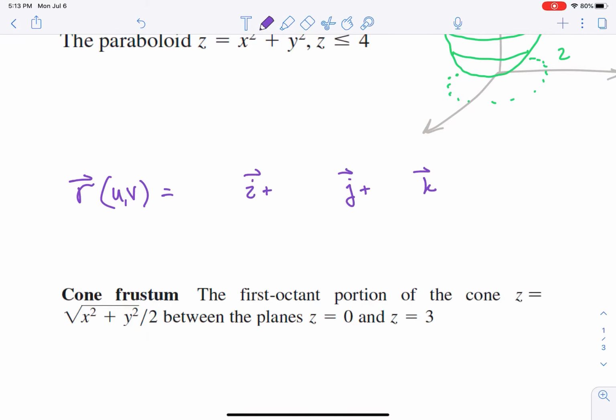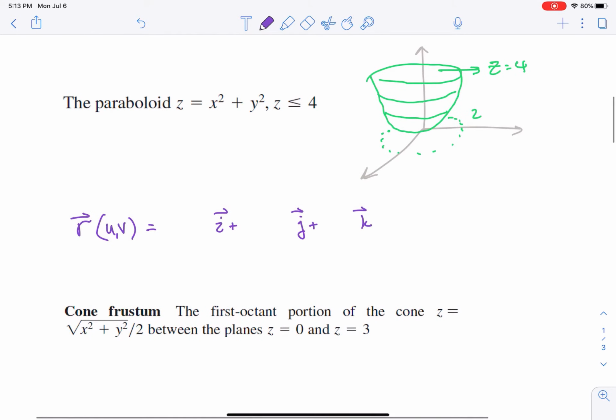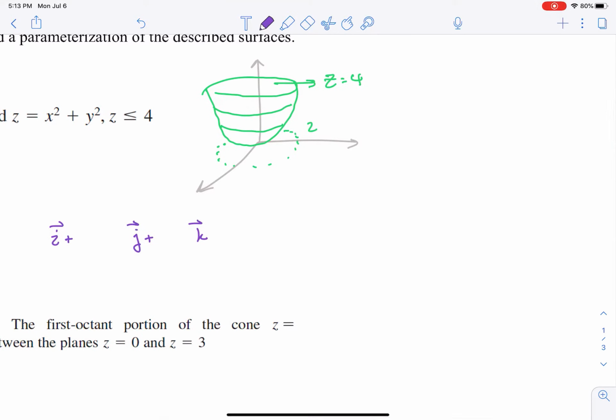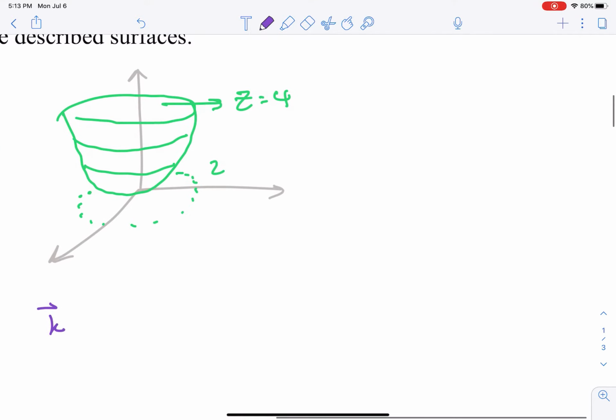So now we've got to decide what are the u and v variables that we're going to substitute in. Now the trick for doing a lot of these parameterizations is that a coordinate system we already know that translates really well to these kinds of shapes is the cylindrical coordinate system. So you want to think with cylindrical coordinates.